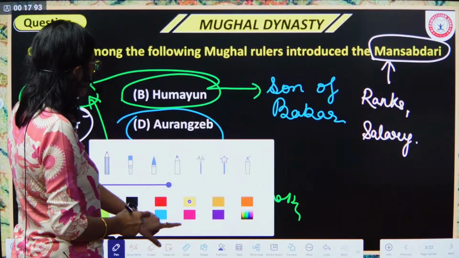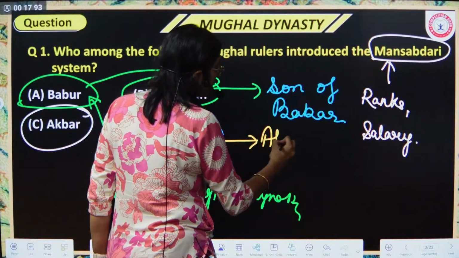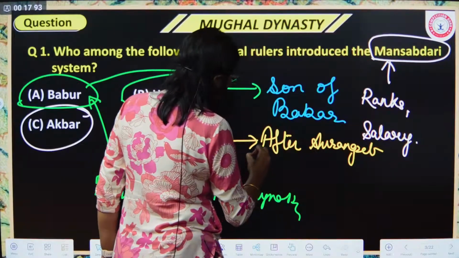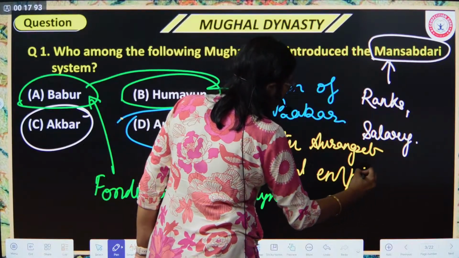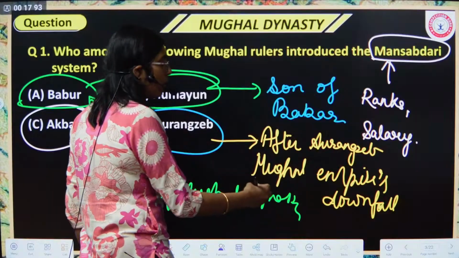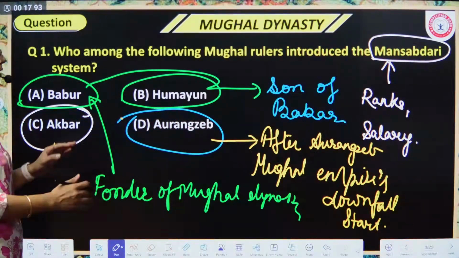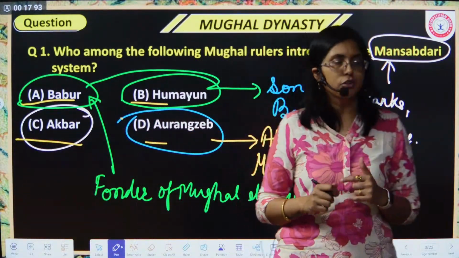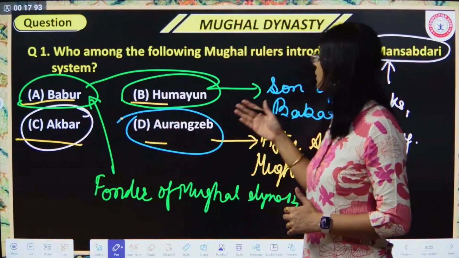Aurangzeb. Who was Aurangzeb? After Aurangzeb, the Mughal empire's downfall started. After this, the downfall of this empire starts, right? So please, what I have done here, I have explored each and every option so that you can connect yourself with each and every option, because they are not going to ask you straightforward the same questions.